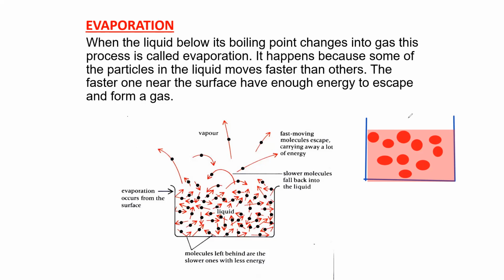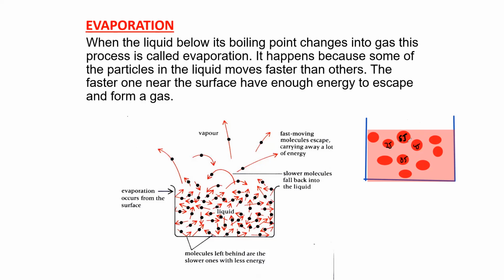So if I say this particle has 5 joules of energy, and the neighboring particle has, say, 4 joules of energy, this neighboring particle has 2 joules of energy, and this neighboring particle has 3 joules of energy.